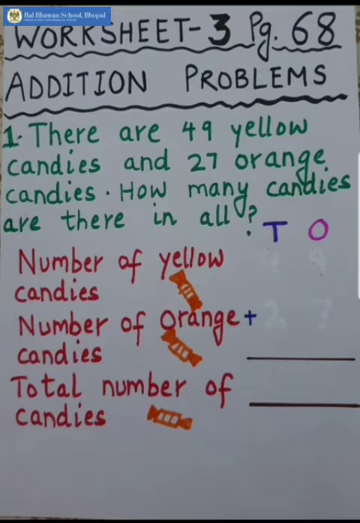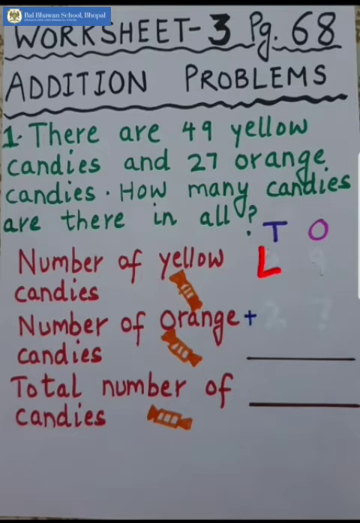There are 49 yellow candies and 27 orange candies. How many candies are there in all? Now children, when you solve a word problem, first you have to find out whatever is given in the question, and then we do whatever you have to do, addition or anything else. So here first we will find out how many yellow candies are there. So the number of yellow candies, how many are there? Read the question. You've already read the question.